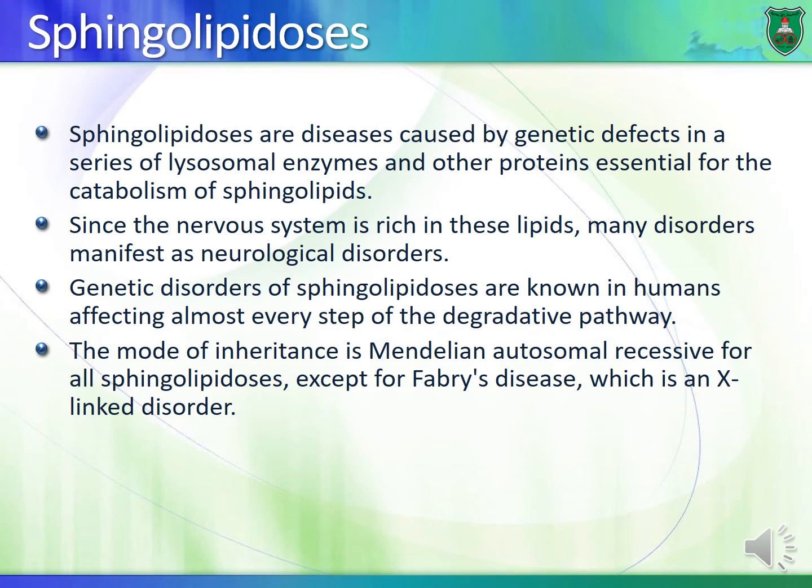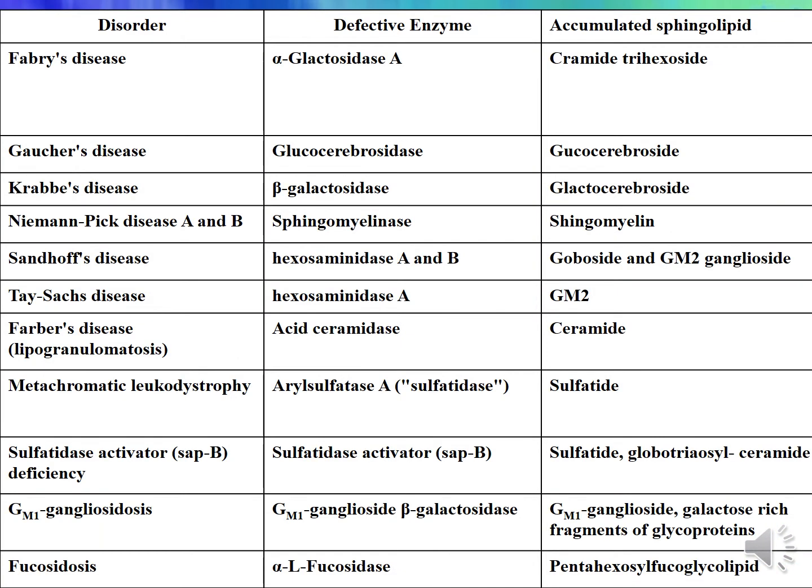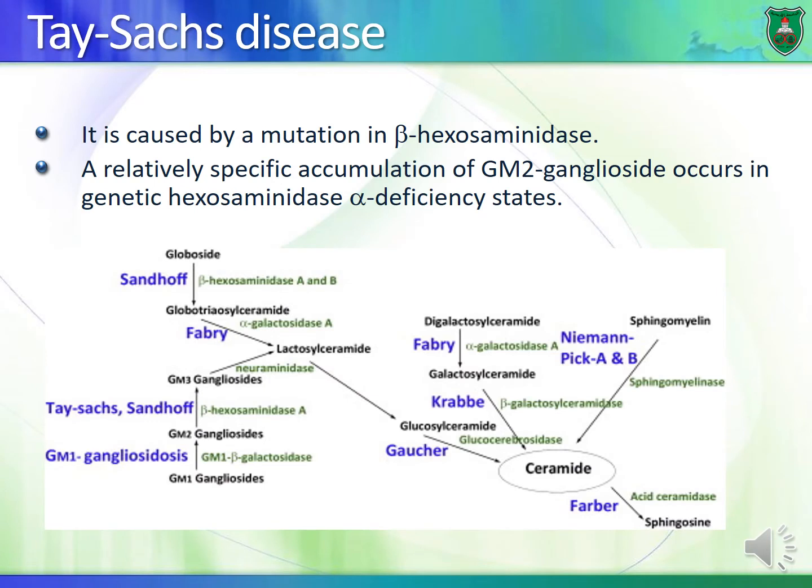Now, in general, they are autosomal recessive, except for one of them known as Fabry's disease, which is an X-linked disorder. Now, there's a list of sphingolipidoses. Do not memorize this table. You can just look at it and read it. But we'll focus on a number of disorders.